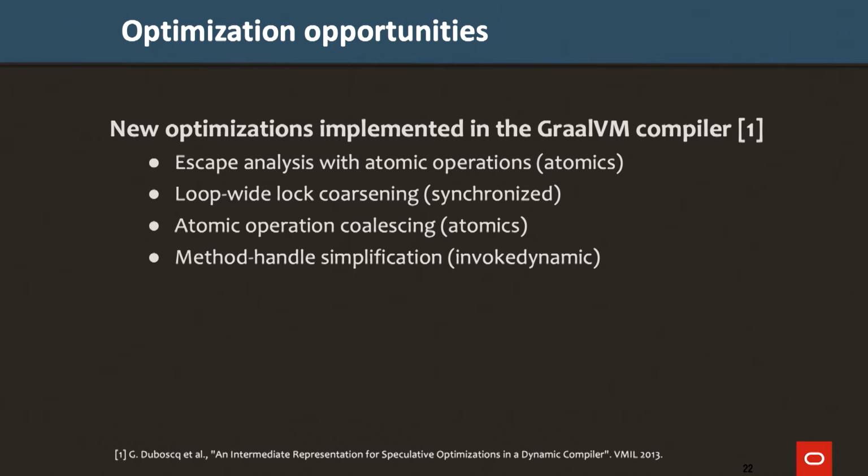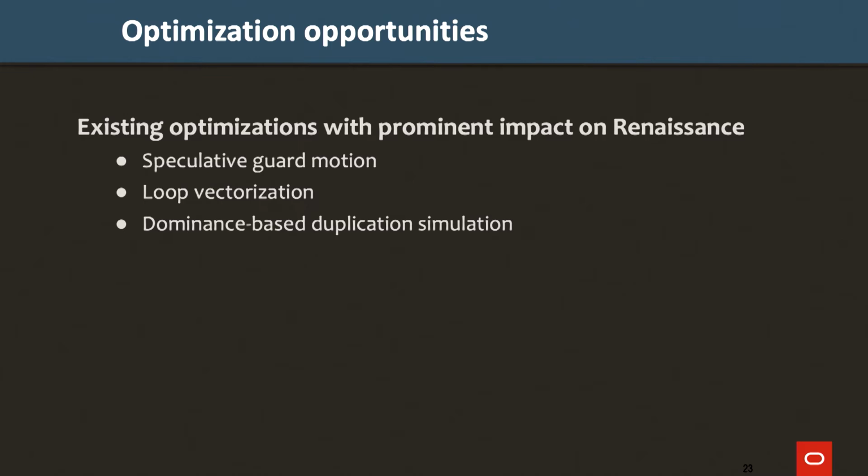So great, we can make new optimizations and make the compiler faster thanks to those benchmarks. Now we can also look at existing optimizations that are part of the compiler. And we have noticed that three main compiler optimizations were helping the Renaissance benchmarks a lot. So that's speculative guard motion, loop vectorization, and dominance-based duplication simulation.